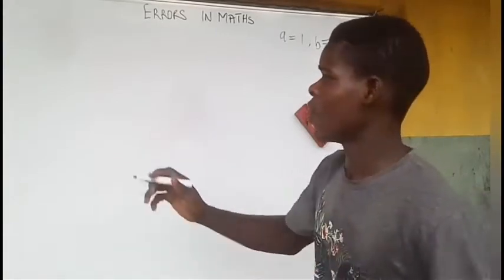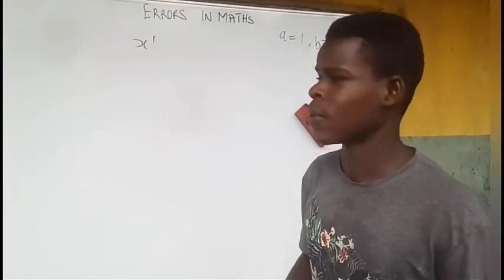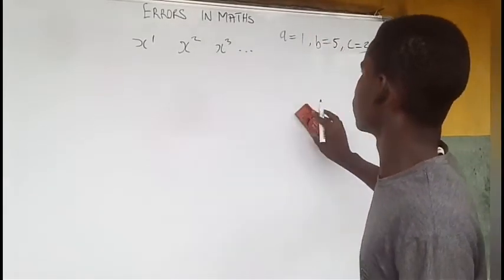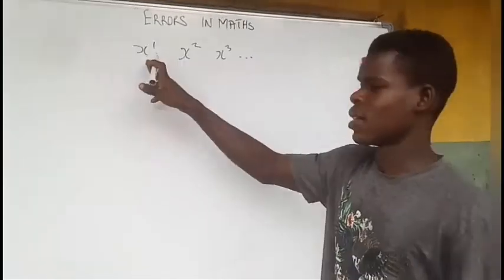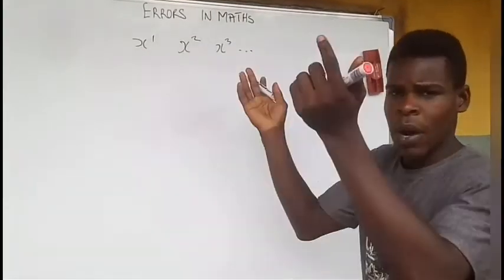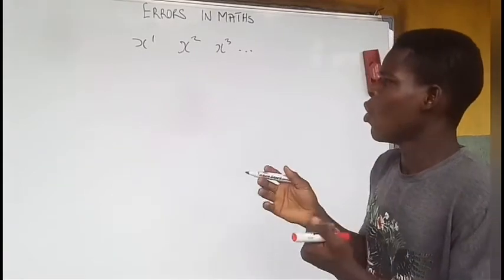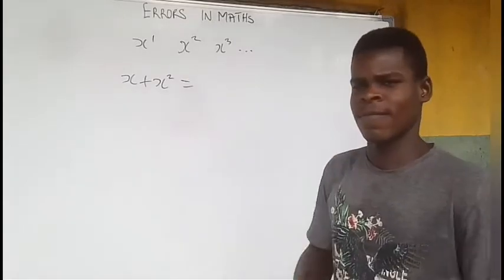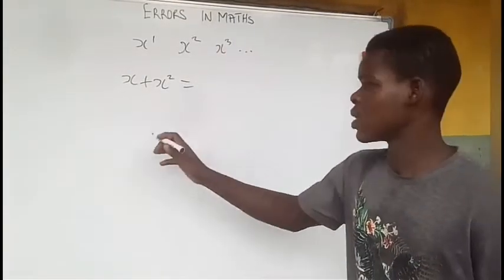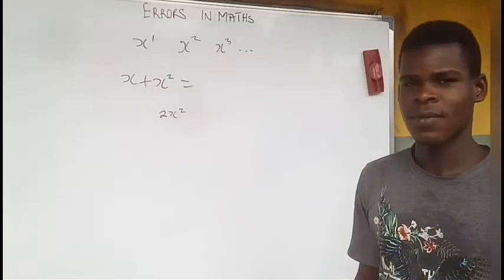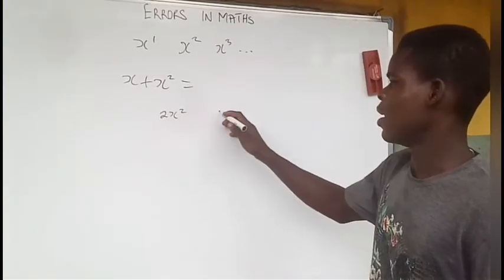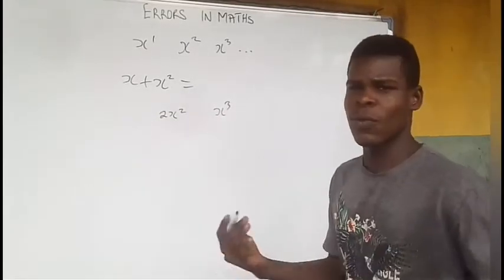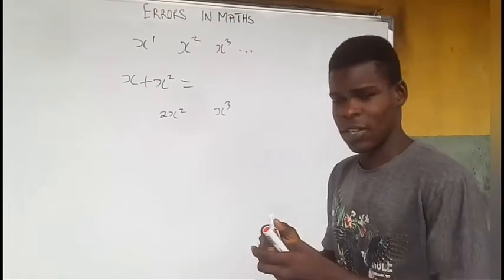For example, let's have x to power 1, x to power 2, x to power 3, and so on. Now, this is a variable with different powers. Is that okay? Now, if you say x plus x squared is equal to what? Many students will say 2x squared. Others will say, is it x cubed? Lots of mistakes, lots of answers given.